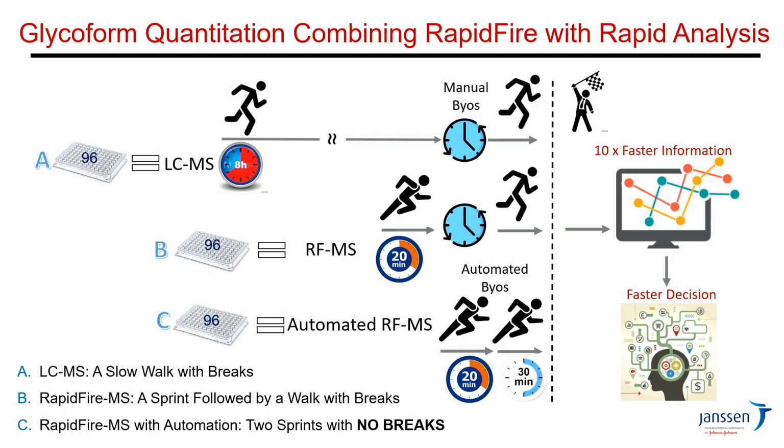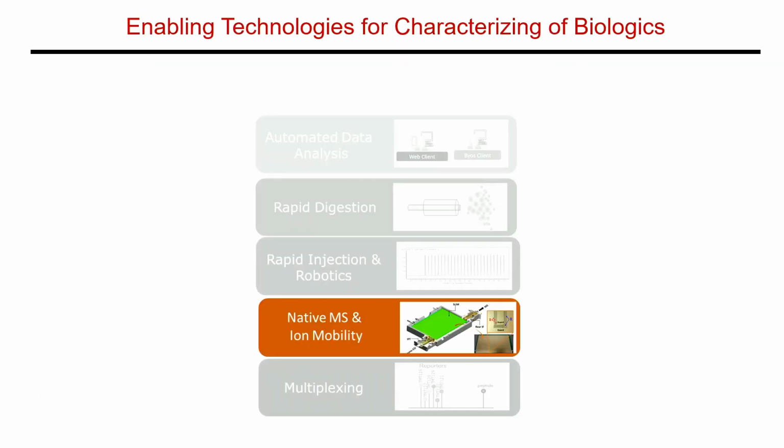But the first two workflows, A and B, have lag times because the data analysis is not completely automated. So what we are expecting by doing this rapid fire with automation is an immediate handoff of the baton, if you look at this cartoon of the sprinters, so that we can come to the finish line earlier. So the third, C, is about 10 times faster than the LCMS run, and we can provide faster decisions to our stakeholders running through this scheme.